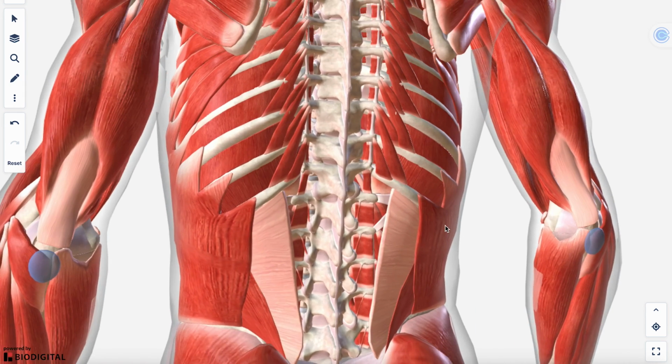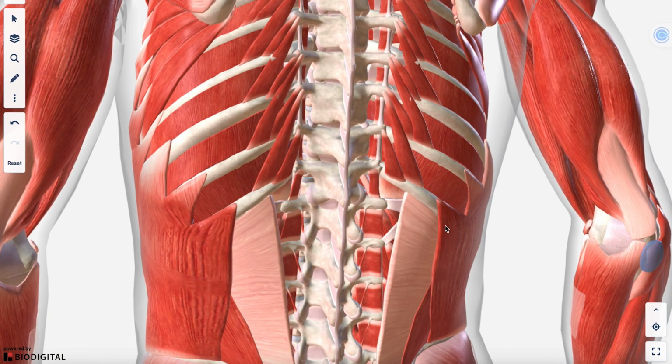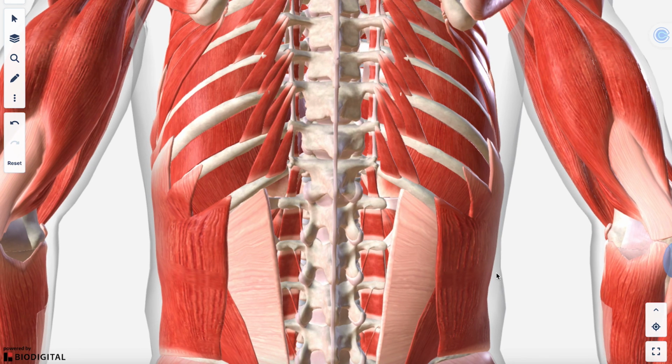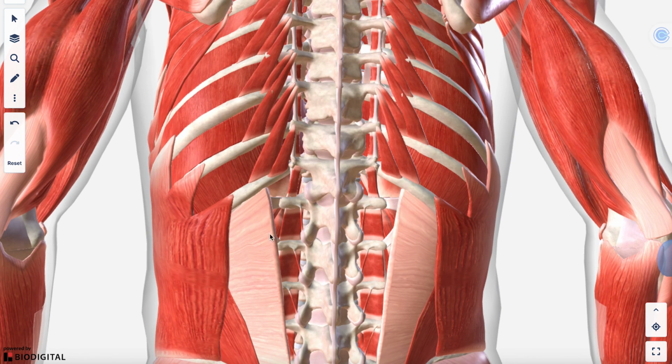Then you have your intertransversarii muscles. And these are again small muscles that are in the lumbar and cervical regions. Exactly what the name implies, they connect transverse process to transverse process. So you can see here, these are your intertransversarii muscles. Let's hide it here. I think this is, yes, this is some of that too. Let's hide this here.